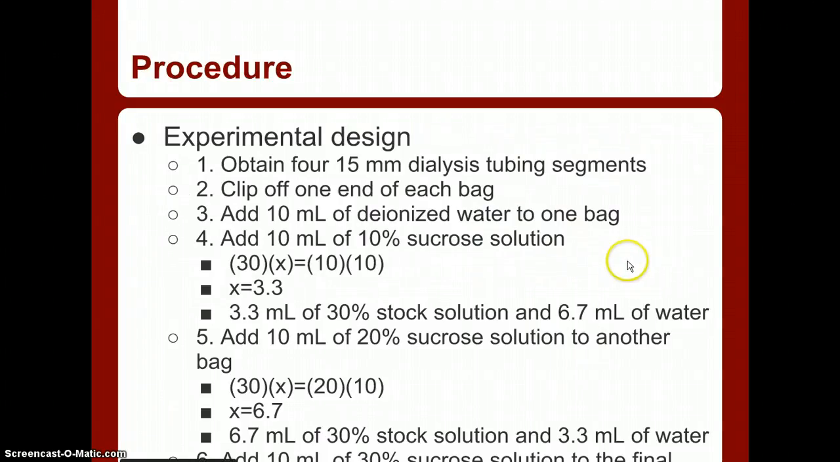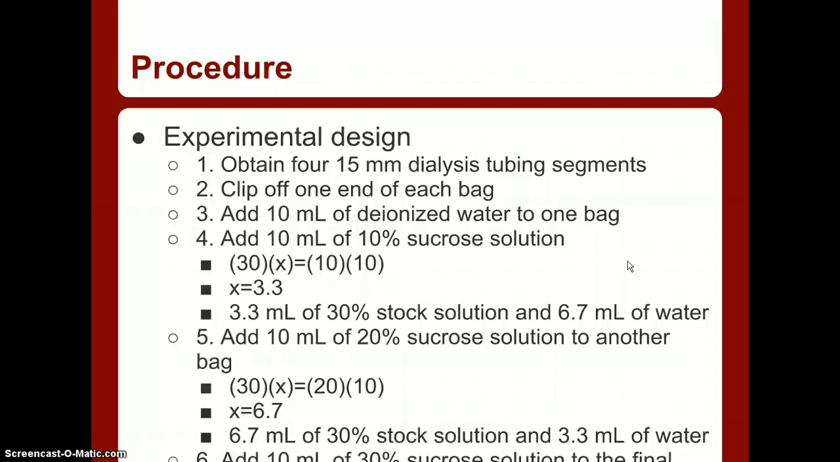So the procedure for this lab was we had to design our own experiment. We obtained 4 15mm dialysis tubing segments. You had to clip off one end of each bag using a clip, of course. Then you added 10 milliliters of deionized water to one bag. That would be the control for this test. Then you would add 10 milliliters of 10% sucrose solution to another bag.